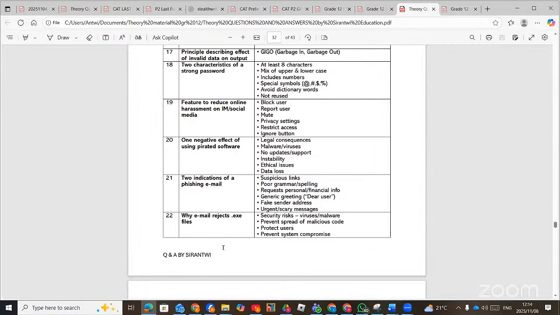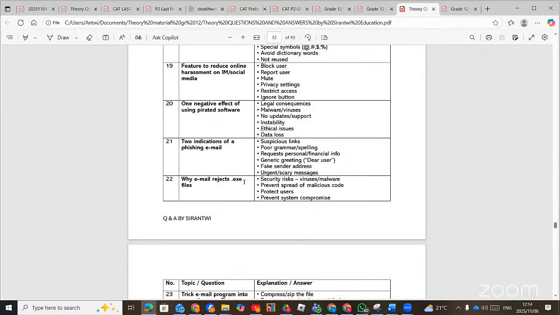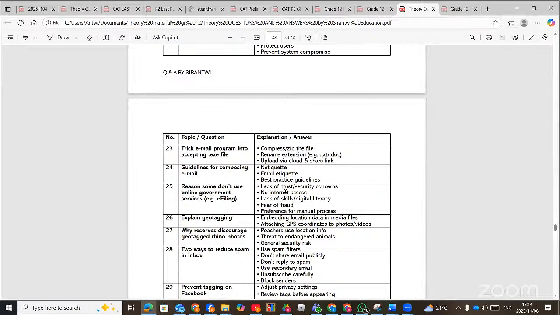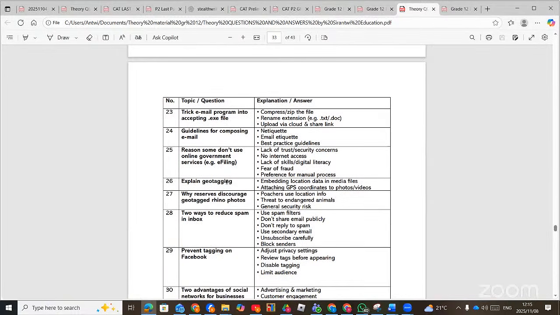Why do emails reject .exe? It could be security reasons. Exe could be a virus, spread of malicious software also. Now, guidelines for composing email: you must follow the netiquette. Geotagging, embedded location data in the media files, like GPS coordinates and others.